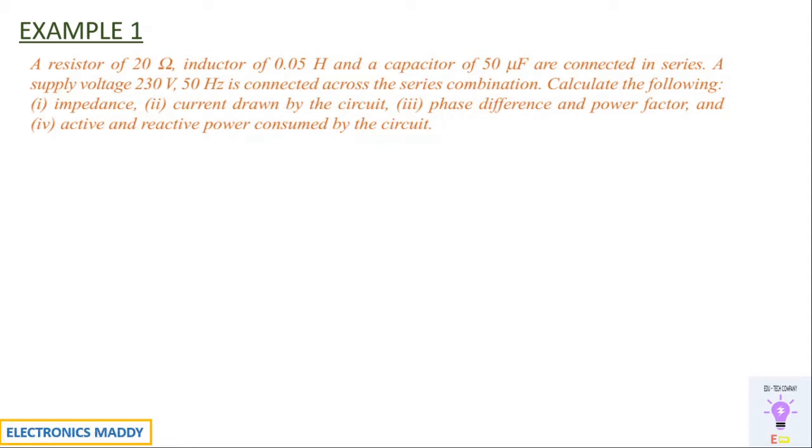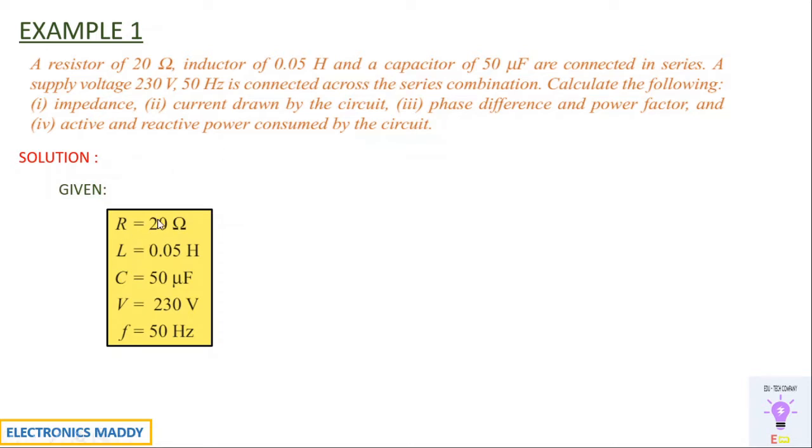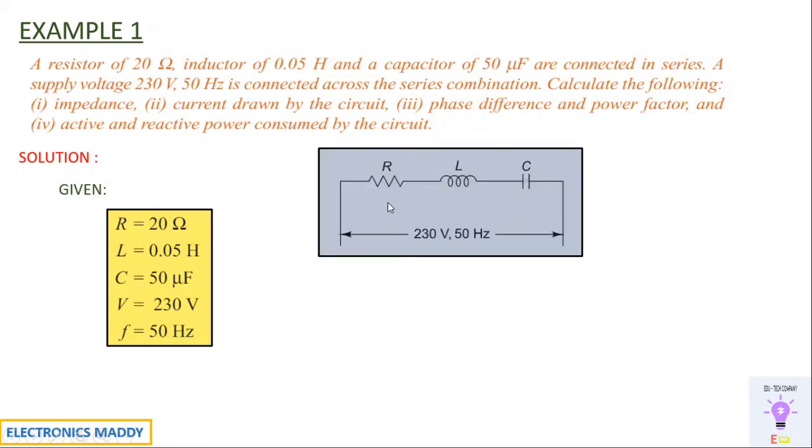They've mentioned that it is a series RLC circuit, so we don't have to scratch our head as to what type of problem this is. First off, let's write the given data at a particular place: 20 ohm resistance, inductor of 0.05, capacitance value, voltage is 230 volt and frequency is 50 hertz. We will draw the circuit diagram for our convenience in order to see how it looks. Once this is done, we will start off. Our first step is to find the impedance.